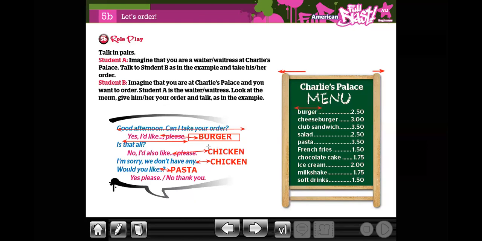Something that you, algo que no esté acá, porque te voy a decir, no, we don't have it. Okay, entonces usa los mismos ejemplos de acá, para que no te confundas. Good afternoon, can I take your order? Yes, I like burger, please. Okay, is that all? No, I'd also like chicken, please. Okay, I'm sorry, we don't have any chicken. Would you like pasta? Yes, please.